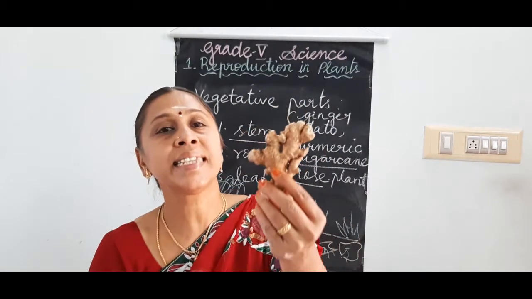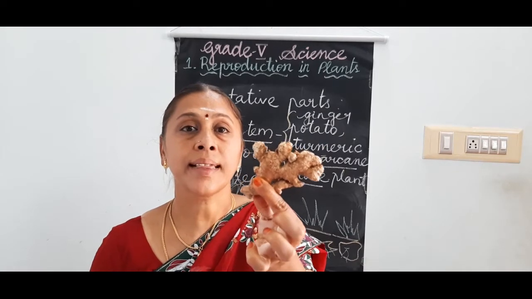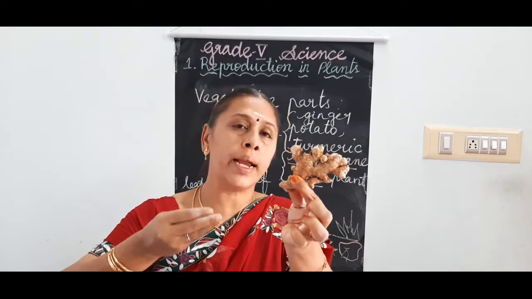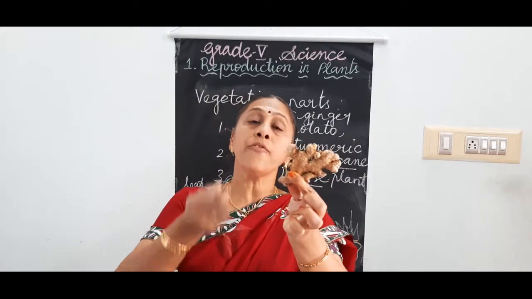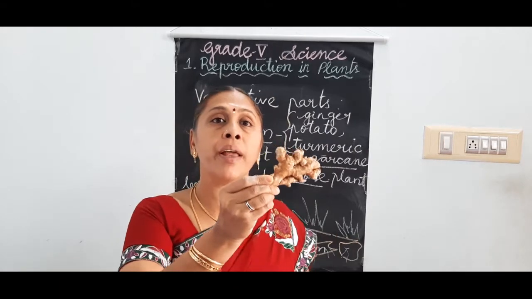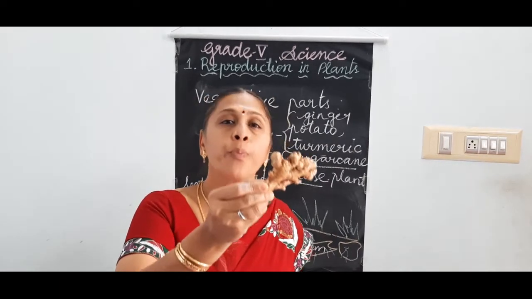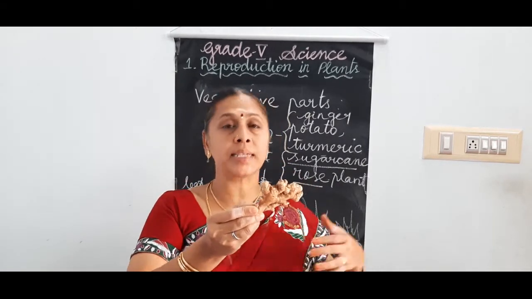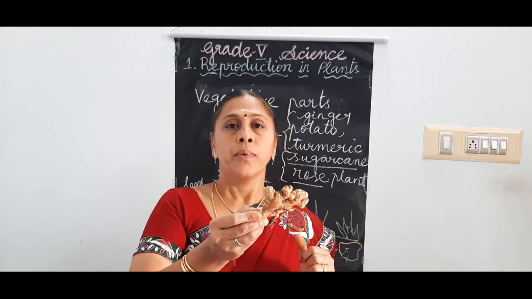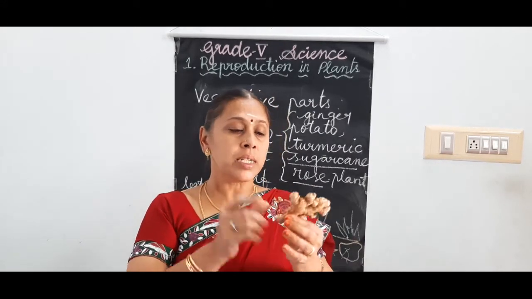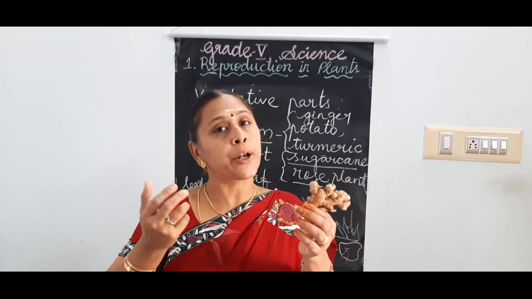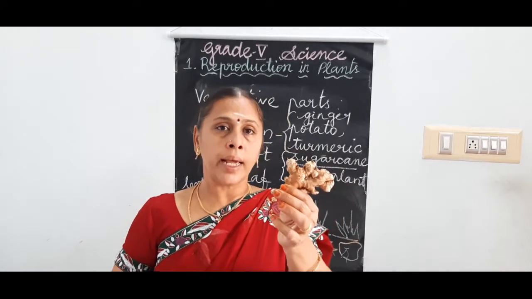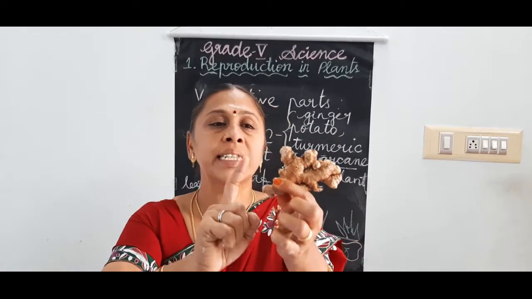This is ginger. Ginger means what? Inji. Your mother will add it to all food items. That too in this corona period, if you add this ginger to the food items, it will be very good. It will increase your immune power. So ask your mom to add ginger to all the food items, not only this turmeric, manjal. This ginger you can even crush and add in lemon juice and have. It will improve your immune power. Okay. So like that, this is the underground stem.